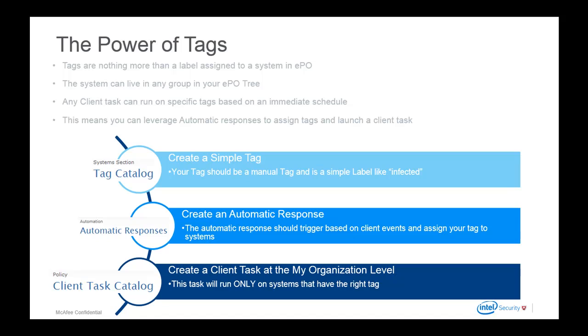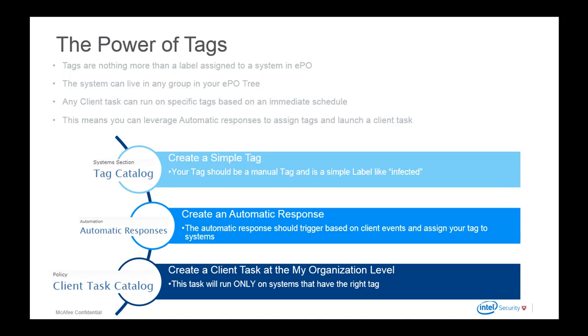The beauty of tagging is a system can live anywhere in your tree. So it's not like other consoles where you have to move a machine to a different location. You can, maybe, create a group called infected, but you don't have to move that machine. Wherever it resides, maybe it's in an office in New Jersey or in EMEA or any location where it lives in the tree, you don't have to move it. So that sticker is applied independently regardless of where the machine lives.